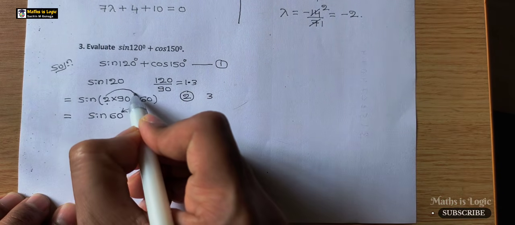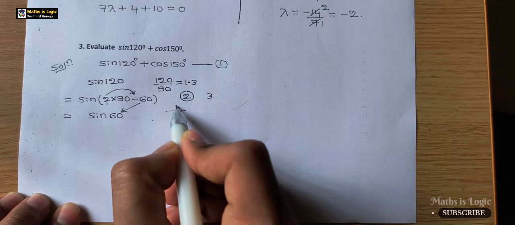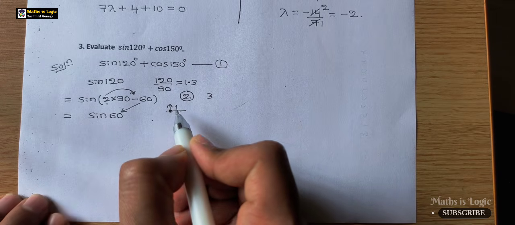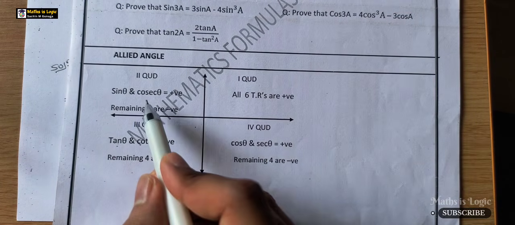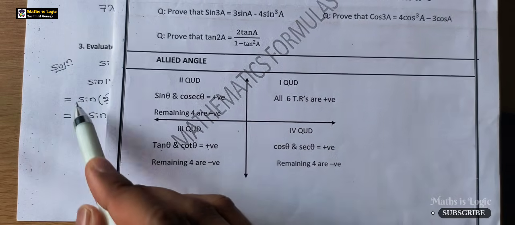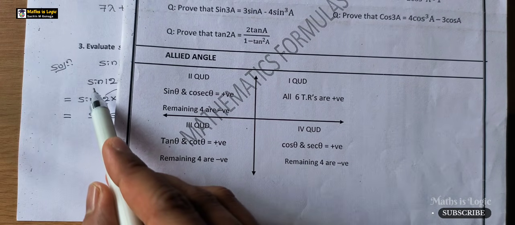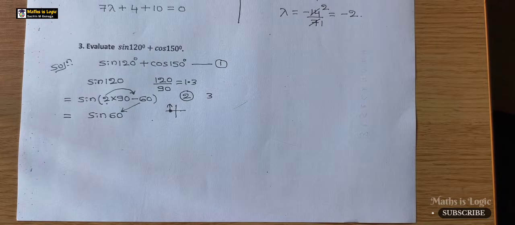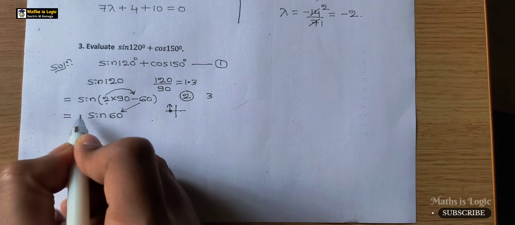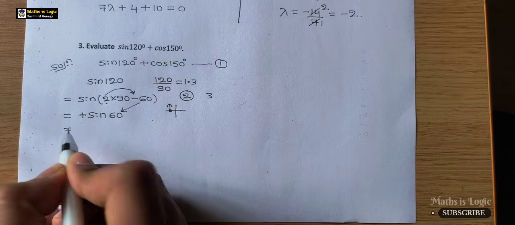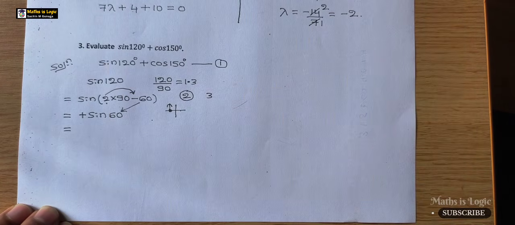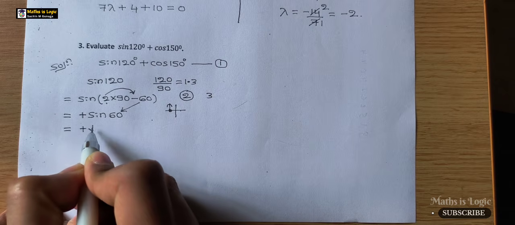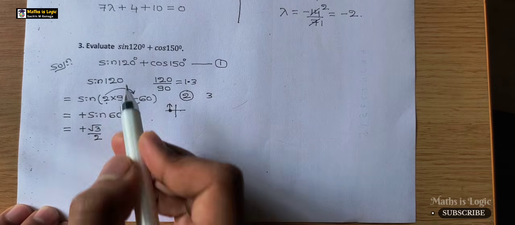Next, rotate. 2 minus. So 0, 1, 2 minus means previous quadrant, second quadrant. So we know in the second quadrant, sine and cosec are positive, the remaining 4 are negative. Which trigonometric ratio is given? Sine is there, so sine is positive in which quadrant? Second quadrant. Therefore, write plus sine 60 degree. Then see the table. Sine 60 degree is root 3 divided by 2. Therefore this is plus root 3 divided by 2. We got the first value.